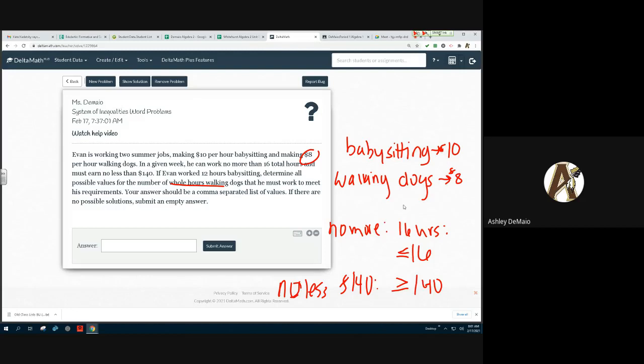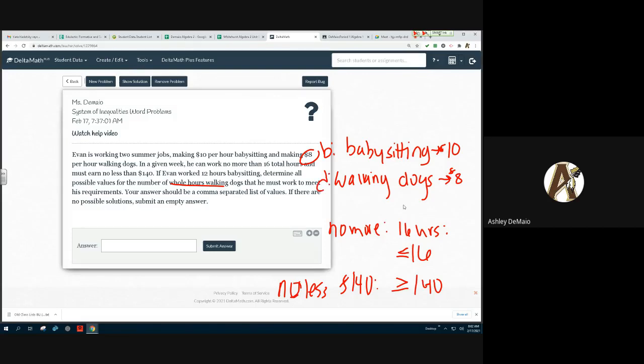Okay, so all of the information we have here is enough in order to write our inequalities. The only thing we don't have are variables. So you are allowed to determine a variable for babysitting and a variable for walking dogs by choosing these variables yourself. I'm going to choose B and D, just because babysitting B, walking dogs D. So I'm going to let B be the variable that symbolizes babysitting and D be the variable that symbolizes walking dogs.